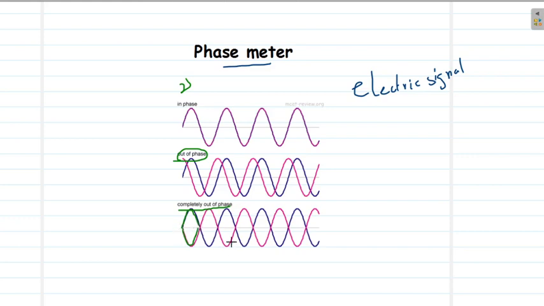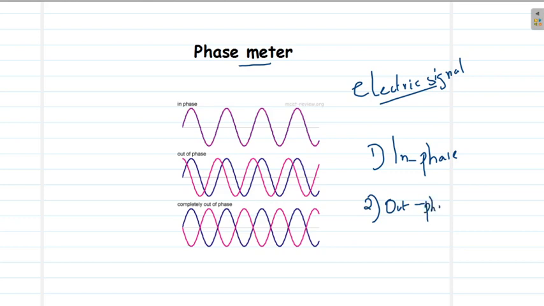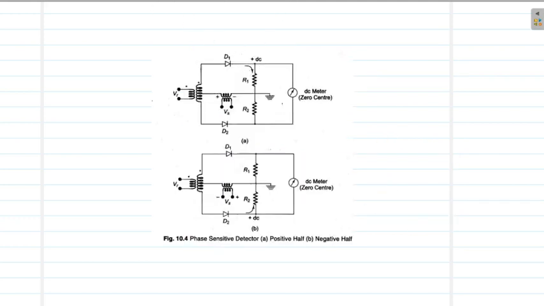and so on. In a phase meter, we try to measure the phase difference between two different electric waves. Accurately, we will not be measuring the exact phase difference. We will be checking whether the waves are in phase or out of phase. In this device, it can be detected whether the waves are in phase or out of phase using this mechanism.